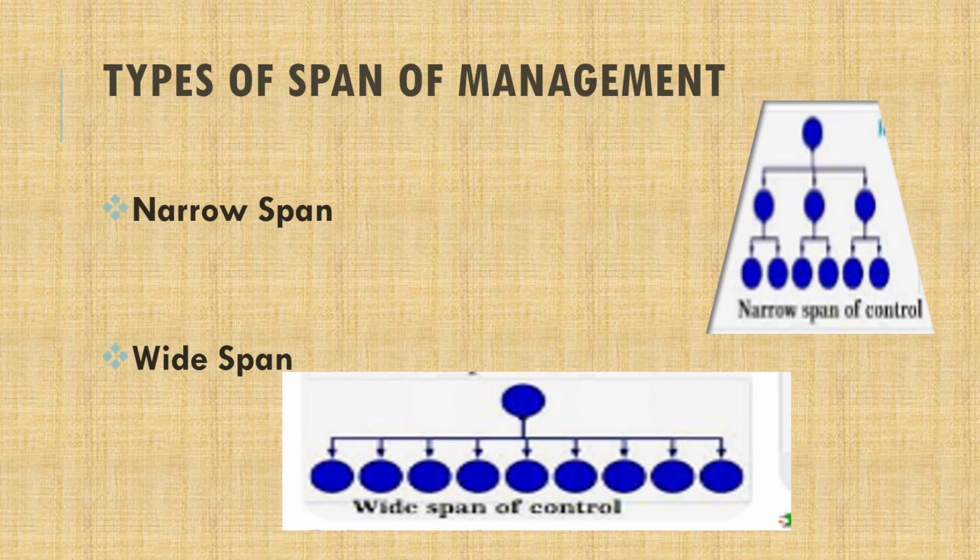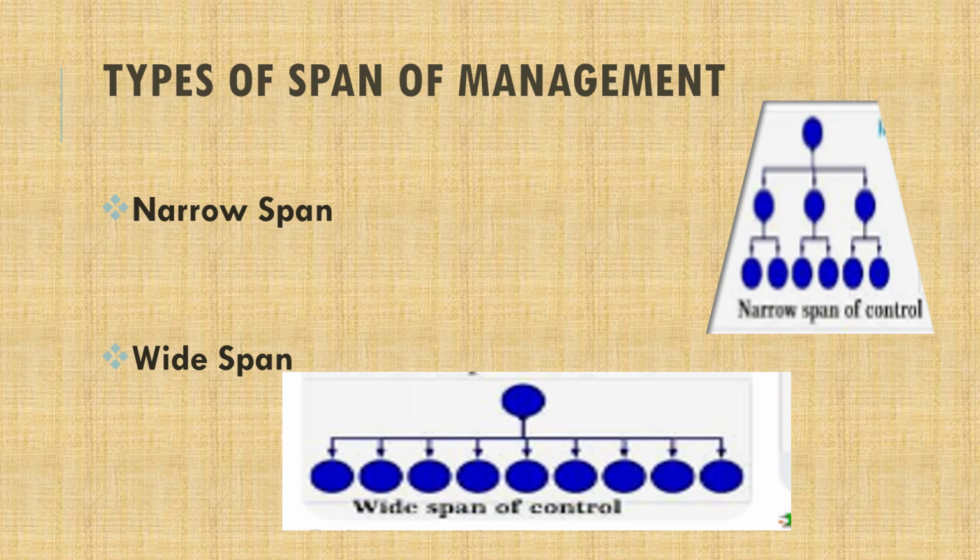Now, let us discuss different types of span of management. Mainly we have two types of span of management. One is narrow span, another is wide span. Narrow span has a manager overseeing fewer subordinates. Few subordinates are there in the narrow span of management, so it results in a taller structure. Taller structure means it goes vertically. Few subordinates are controlled, supervised and managed by the manager.